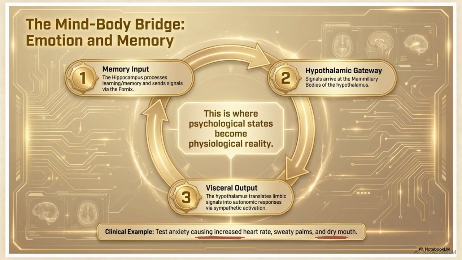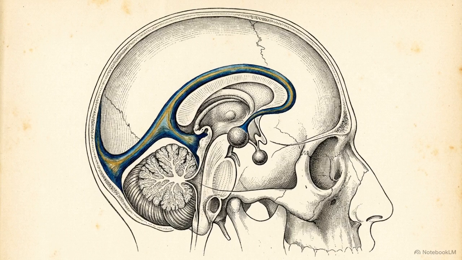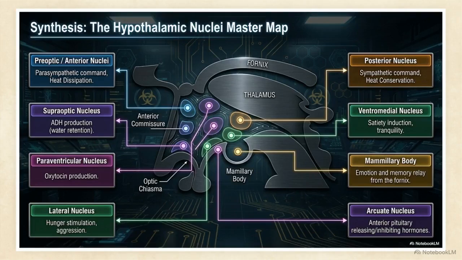The mind-body connection is frequently discussed as a philosophical abstraction. Anatomically, it is a highly specific, measurable electrical circuit terminating squarely at the mammillary bodies. Bringing these pathways together, we get this master map of the diencephalon, showing all functional zones operating simultaneously.